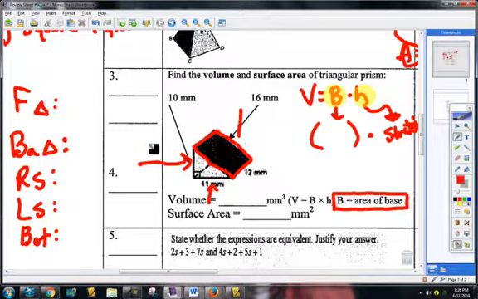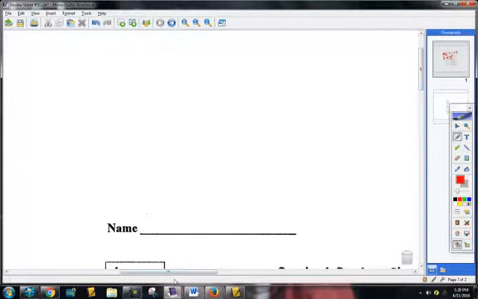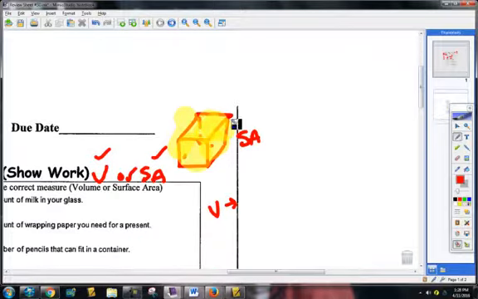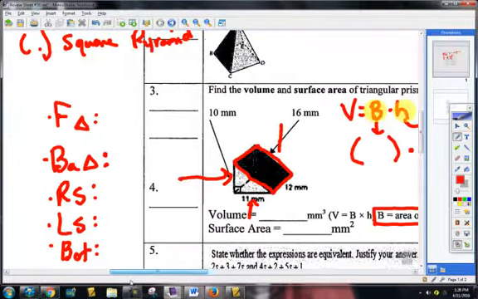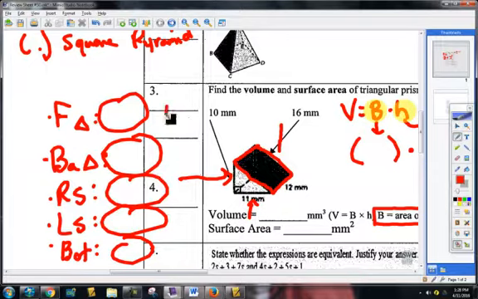Notice there are only 5 sides. 1, 2, 3, 4, 5. Whereas rectangular prisms, ones like the toy chest that I drew over here, that has 6 sides. That has a front, a back, a right side, left side, top, and bottom. That's 6 sides. This triangular prism here only has 5 sides. So once you find the areas of all those 5 sides, you are then going to add them up. Okay, so that's how you're going to find surface area.